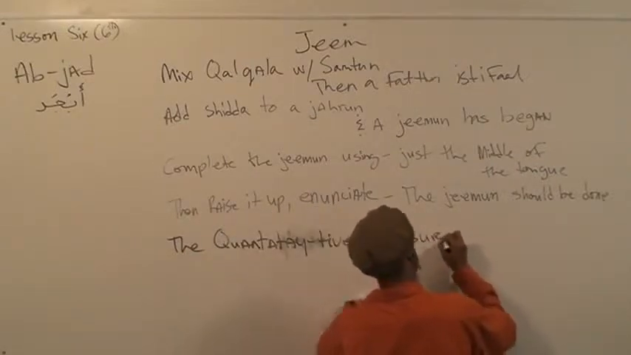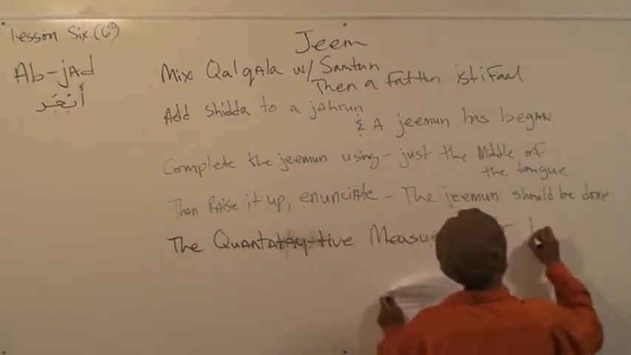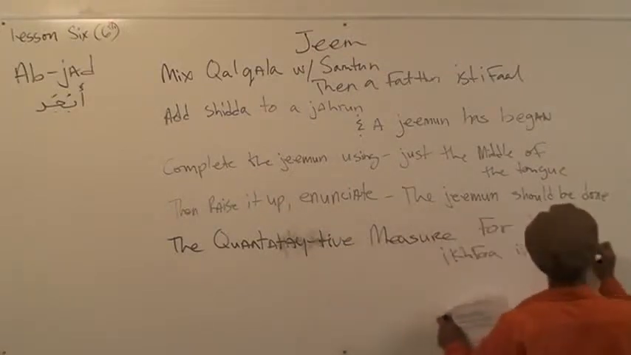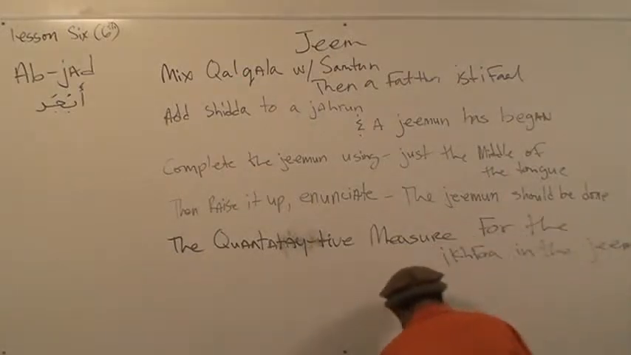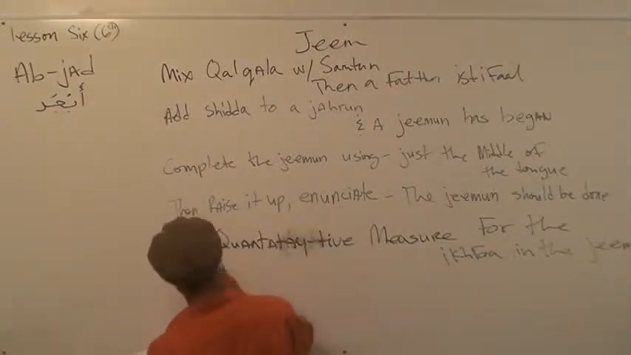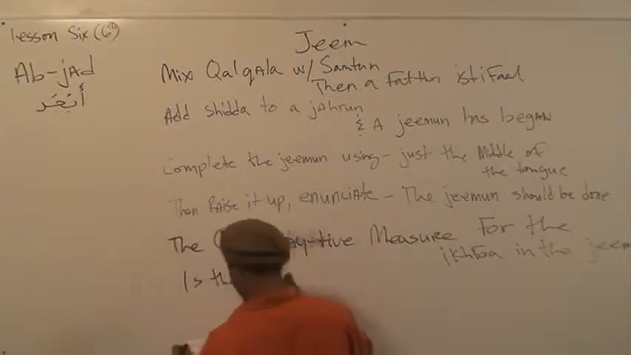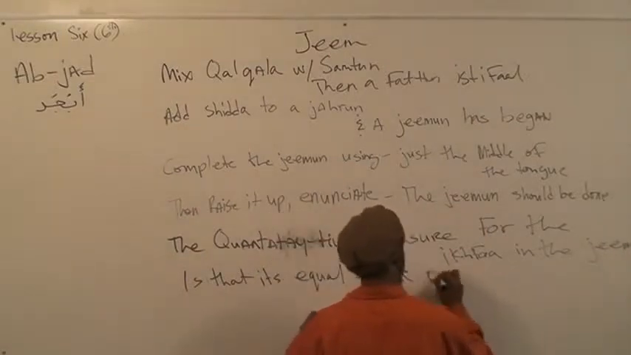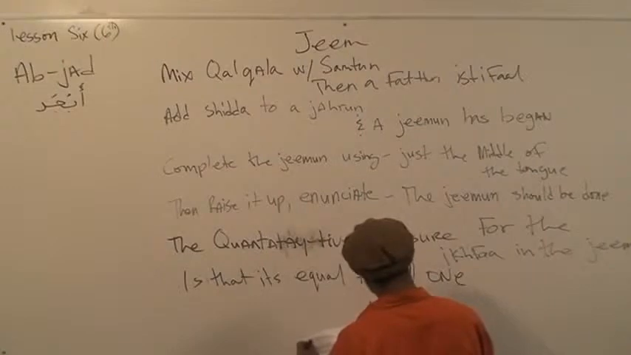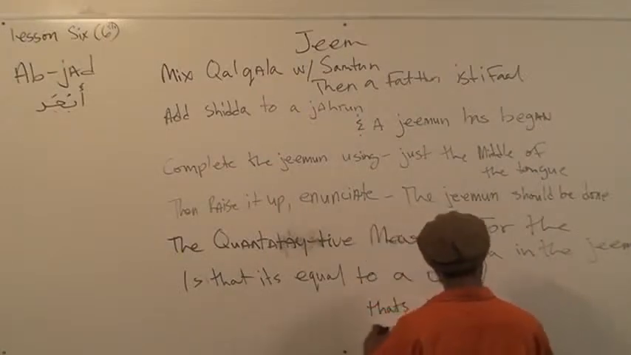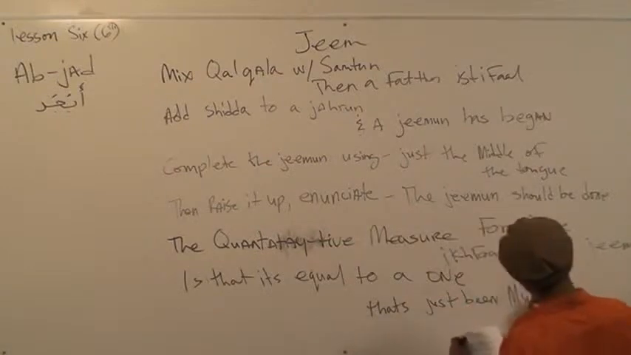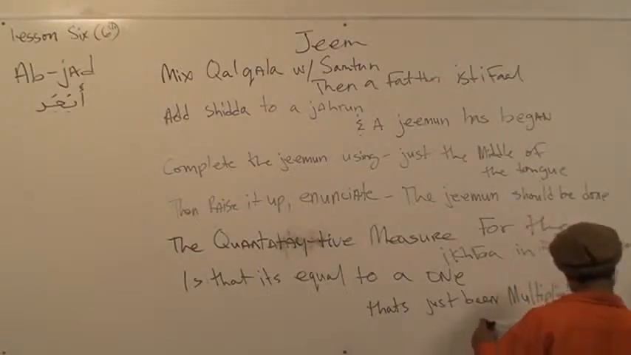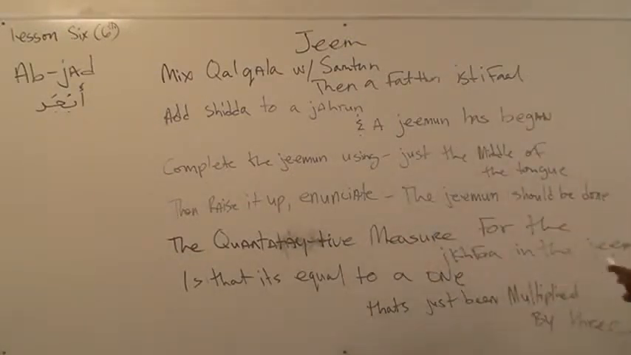for the ikhfa in the jim. Now we're losing people. Is that it's equal to a 1 that's just been multiplied by 3. Okay, seems like a lot. We're going to get it done.